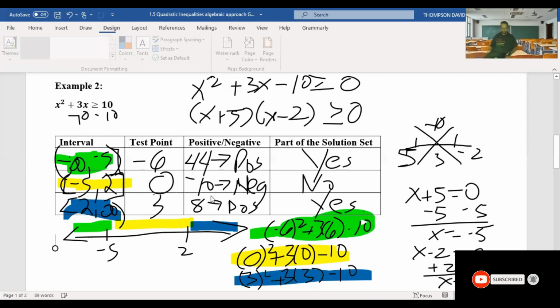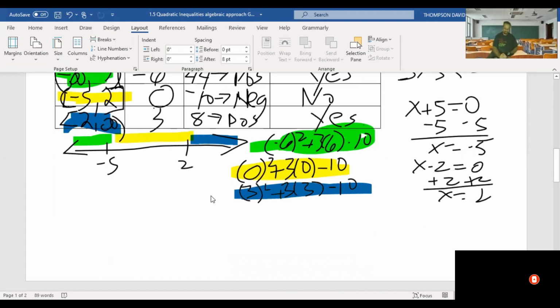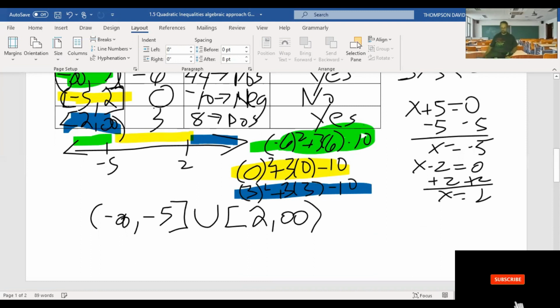So we're going to write this in inequality notation now. It'll be from negative infinity to negative 5, square bracket, union, square bracket, 2 comma infinity, and we've solved our quadratic inequality.